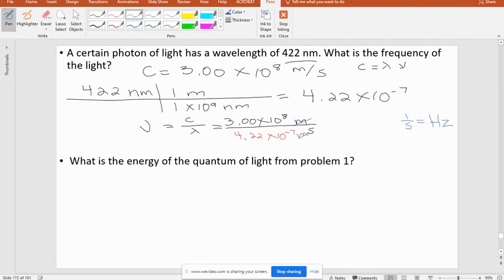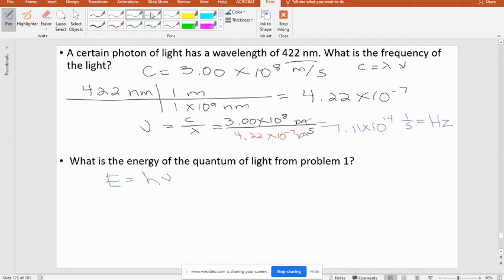So then we just need to plug this information into our calculator. And our answer comes back to us. We want 3 significant figures, because this is 3 sig figs. And this is going to be 7.11 times 10 to the 14th. And you can either put 1 over seconds or you could say hertz. Then they're asking us what the energy is going to be from this light. So energy equals Planck's constant times our frequency from up here.